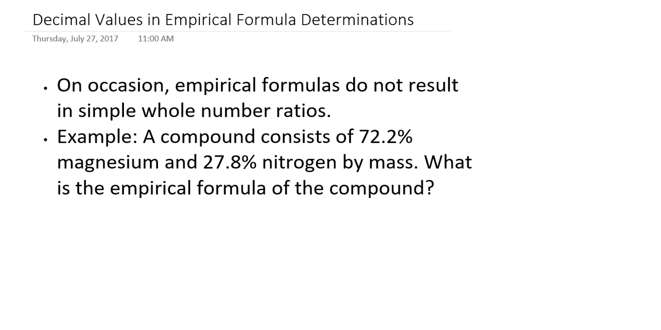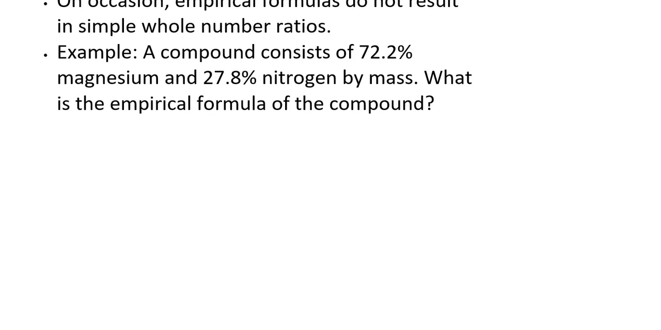Usually the most common format for these types of problems is to be given percent composition data for the compound. So, for example, we're told originally that this compound in this example problem has 72.2% magnesium and 27.8% nitrogen by mass, and they're asking for the empirical formula of the compound. Well, the first step in each of these problems where we're starting from percent composition data is to assume a 100-gram sample.